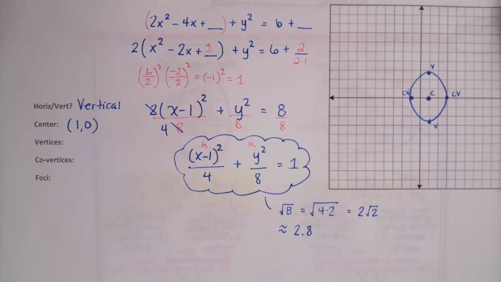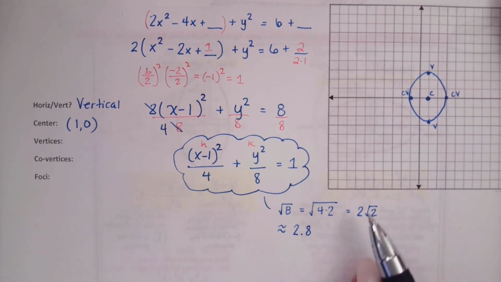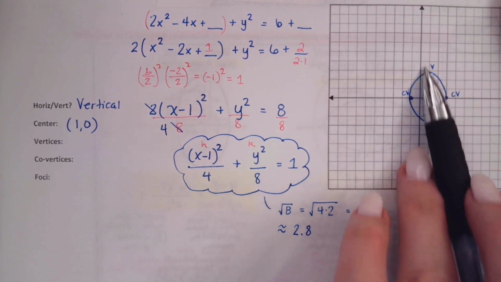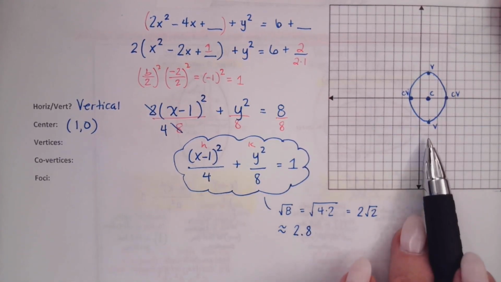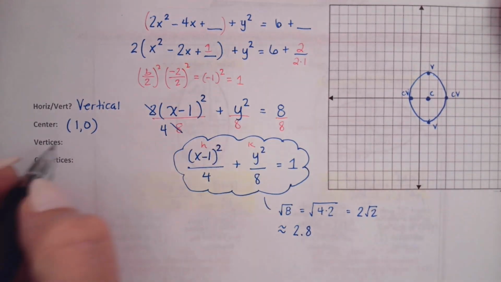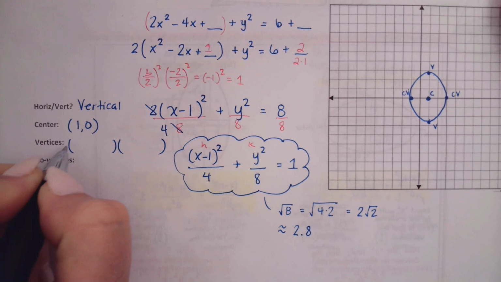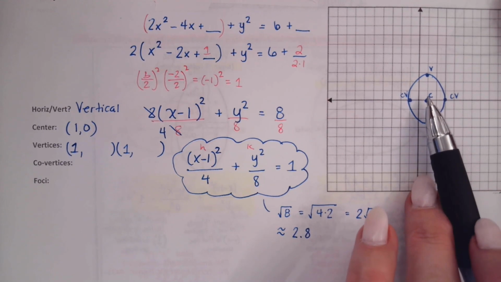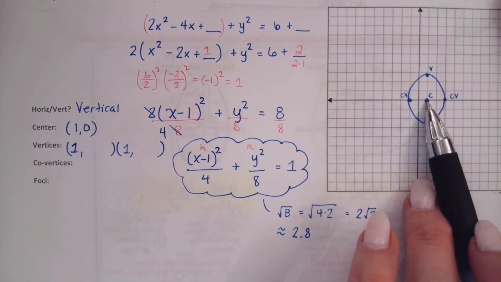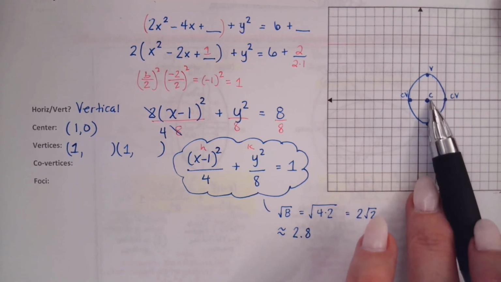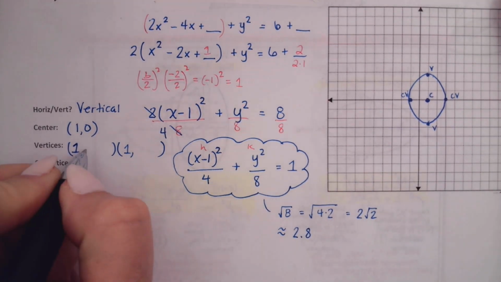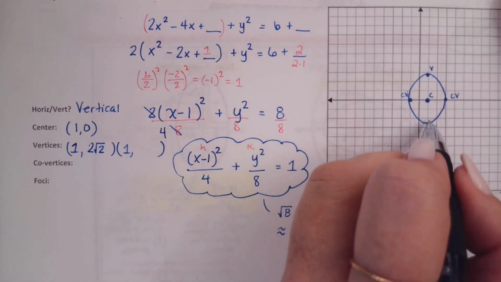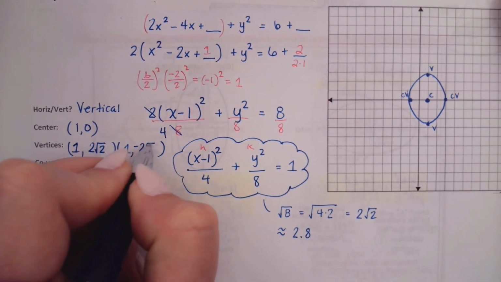All right, vertices are the ones that are going to be kind of annoying to write because they have a 2 root 2 in them. But both of them have the same x or the same y? They have the same x. What is their x? Their x is 1. So I'm going to set up my 2 points. I know both of them have an x of 1. Okay, now thinking about what the y value is. We were at a y of 0, and we went up 2 root 2, and we went down 2 root 2. So one of them is going to be 0 plus 2 root 2, which is just 2 root 2. And the other one's going to be 0 minus 2 root 2, which is negative 2 root 2.